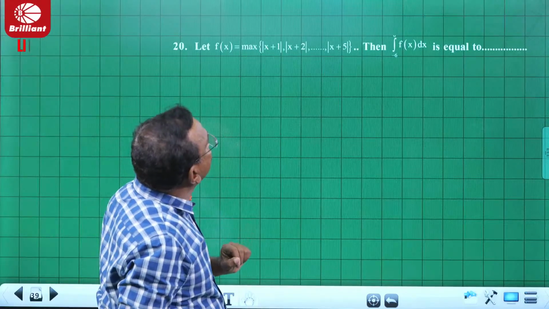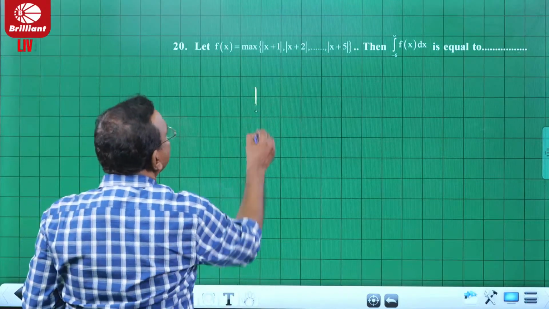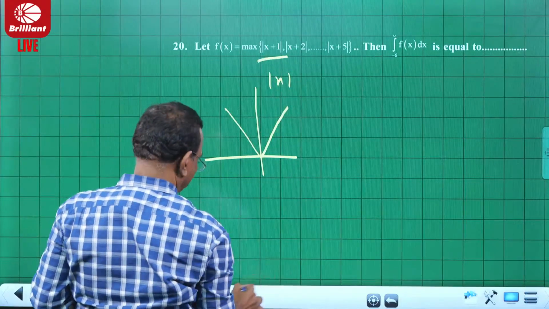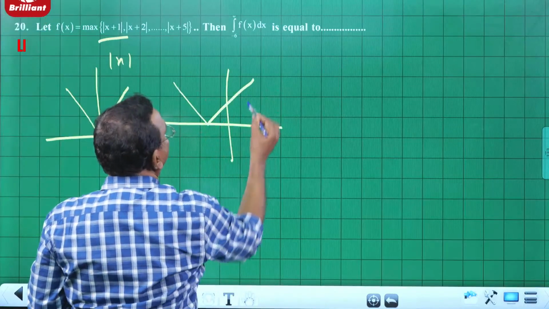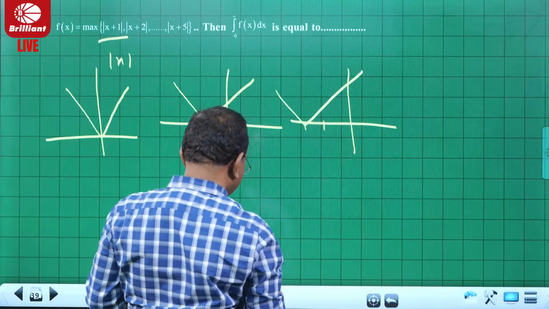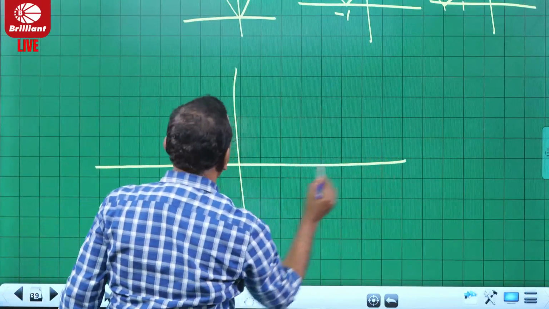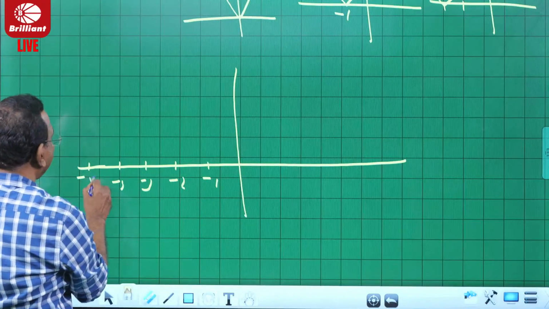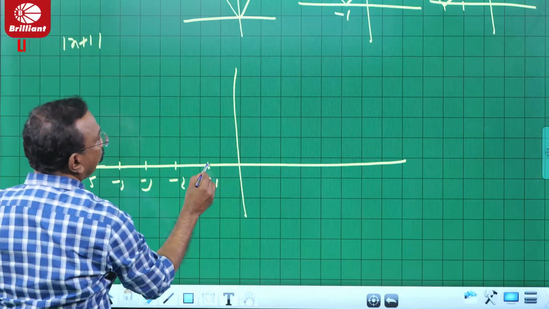f(x) is equal to the maximum of |x+1|, |x+2|, up to |x+5|, and so on. You can see |x| has a form like this. So here it is |x+1|, which has this form, because it is −1. |x+2| is there. There are two units inside them like this. So we can initially draw all the curves as simply drawn by this expression, here it is −1, −2, −3, −4, and −5. Look, |x+1| is the form like this.